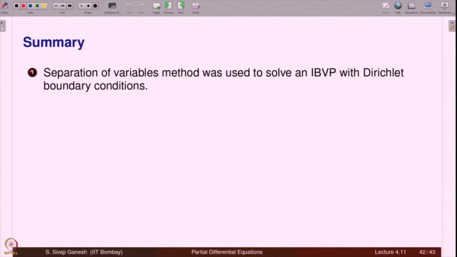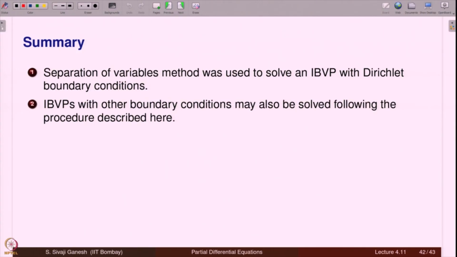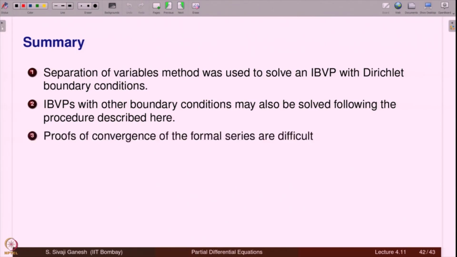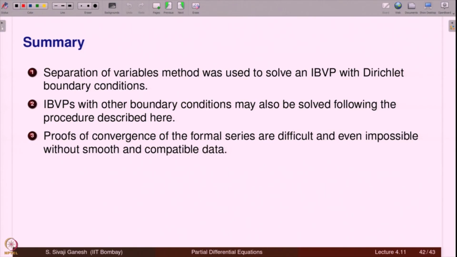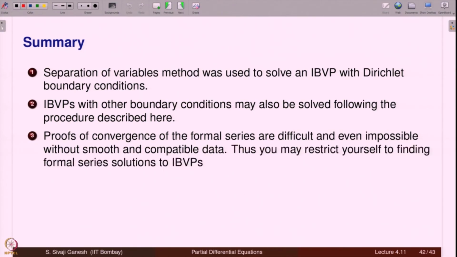So, let us summarize. The separation of variables method was used to solve an IBVP with Dirichlet boundary conditions. IBVPs with other boundary conditions may also be solved following the procedure described here. We will take it up in the tutorial. Proofs of convergence of the formal series are difficult and even impossible without smooth and compatible data. Thus, you may restrict yourself to finding formal series solutions to IBVPs in this course.